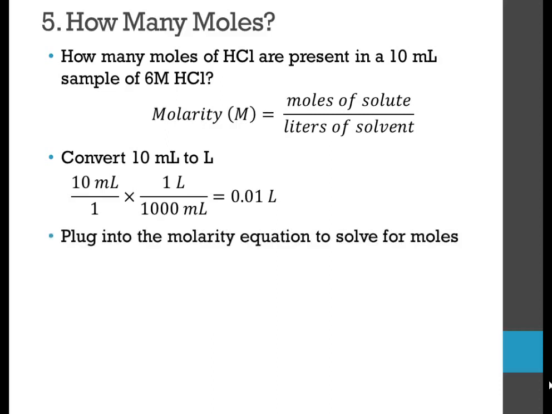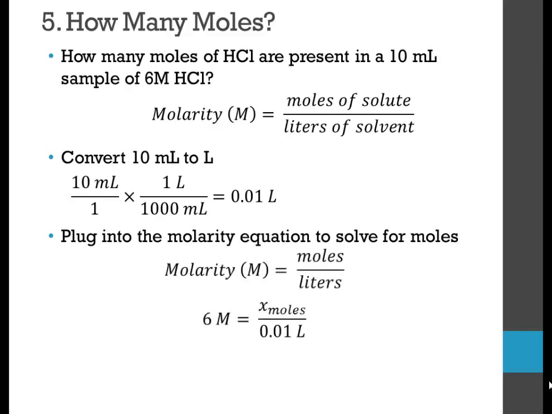Now I'm going to plug into the molarity equation, and this time I'm solving for moles of solute, which is in this case hydrochloric acid. So I need to get X by itself. I need to isolate that variable, so I need to get rid of that 0.01 on bottom. Right now, we're dividing by 0.01. So if I do the opposite operation, which is to multiply by 0.01 liters, that will cancel out, and it'll leave us with the number of moles is equal to 0.06 moles of hydrochloric acid.